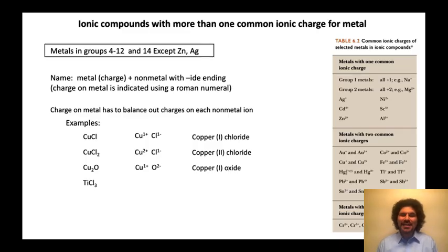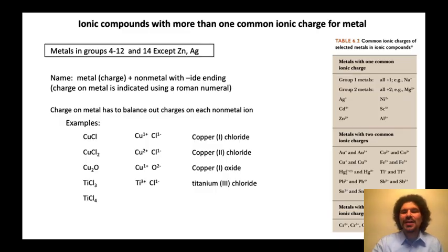Okay, moving to titanium. If titanium is bound to 3 chlorines, chlorine is of course -1, the titanium then has to be 3+, so we name this titanium 3 chloride. And titanium can also bind to 4 chlorines, and in this case the titanium is going to be +4, so the name is titanium 4 chloride.